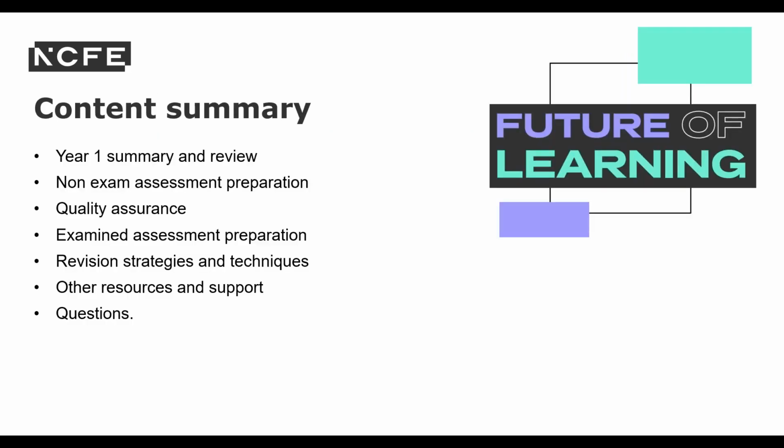Before we wrap up the session, I just want to briefly recap on what's been covered in today's session. So we have reviewed and provided a summary of year one, including how to prepare for the NEA and what you can expect from our quality assurance process. We've also shared some of our top tips on how to prepare for the external assessment, including some revision strategies and techniques that will boost your learners' exam performance and achievement. Lastly, we've also shared a summary of the resources and support that are available to you in your centres, so that we hope that you're feeling more confident with the NEA and EA for the vCert Technical Award qualifications.